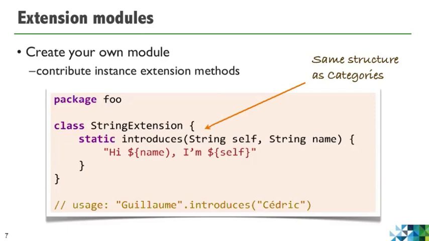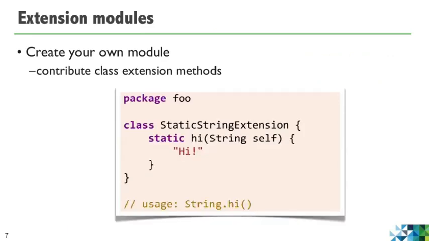So this example was for instance methods, but you can also create static methods. So for example, if you want to add a hi method on string, you do the same thing. You create a class, static string extension in our example. You create a static method called hi, and then the sole parameter that we have here is actually the type on which we should be adding the method. So here you can then call string.hi, and it's going to return the string hi, basically.